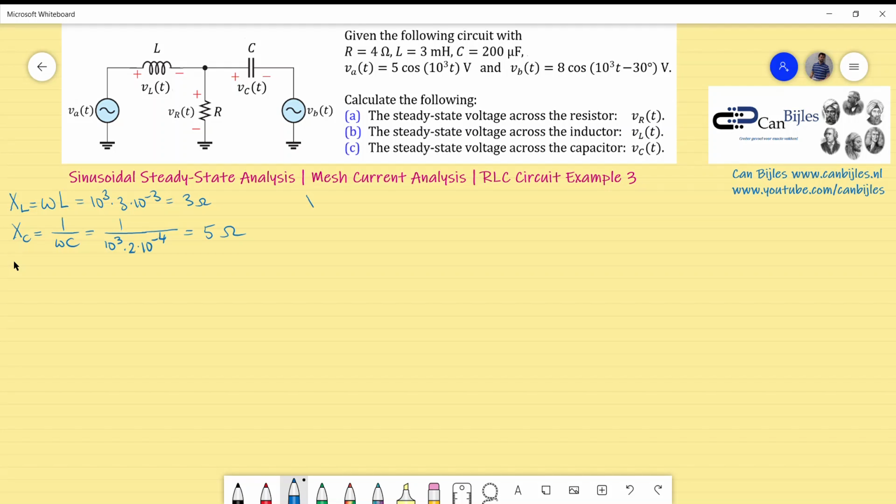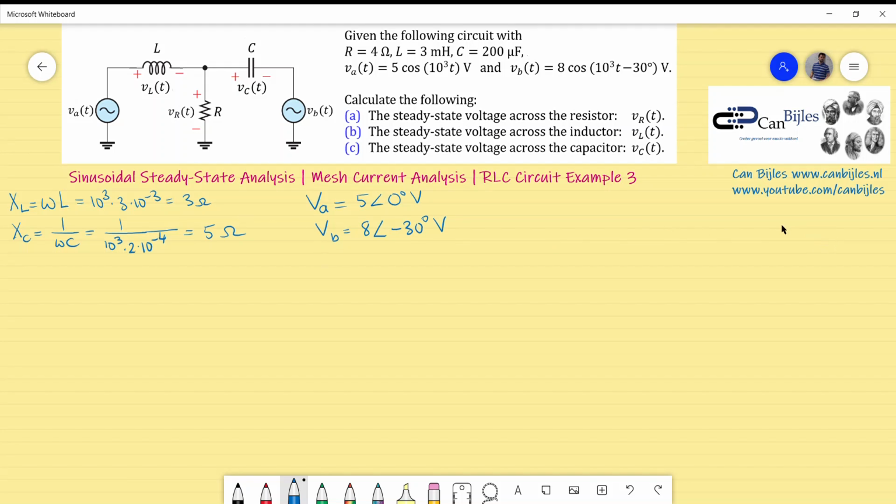For VA, which is a phasor, in polar form I will have the amplitude, which is 5, and a phase of 0 degrees, as you can see. Now for VB, which is also in cosine form, I can take the amplitude 8, and the phase will be minus 30 degrees, both in volts. That's actually it for the reactances and the polar representation of the sources.